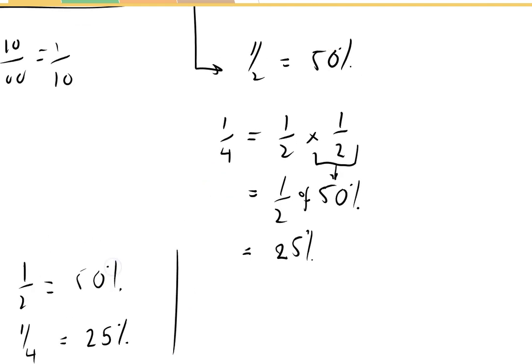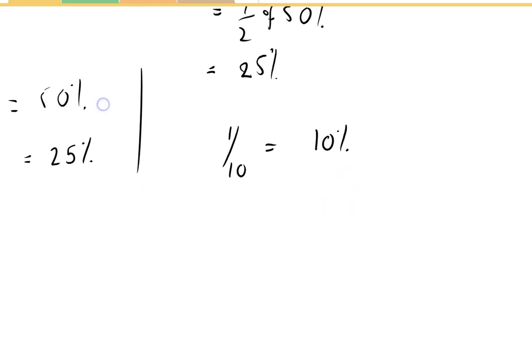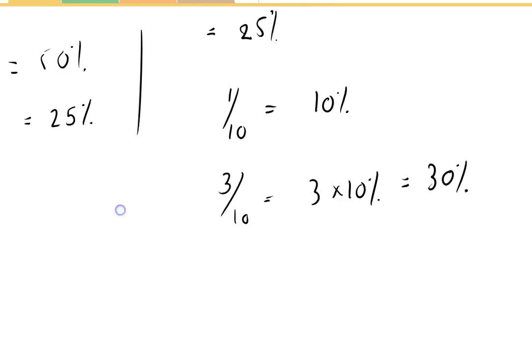Can we apply that logic to this one? Well, sort of. We say 1/10 equals 10%. Well, we should know that 3/10 is equal to 3 times 10%, and because we know percentages are just linear, it's equal to 30%, so we kind of knew that anyway. What else have we got?